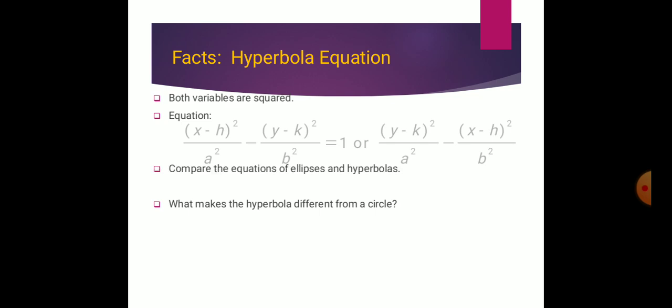Then compare the equations of the ellipse and the hyperbola. What makes the hyperbola different from the parabola? The center is at (h, k), 2a is the length of the horizontal axis and 2b is the length of the vertical axis.